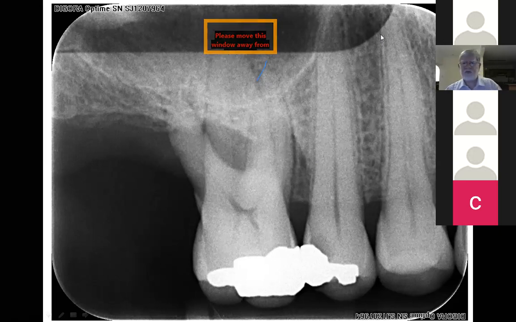Okay. What would you do? How would you treat that tooth? So I'm getting root canal treatment, remove the fillings. There's no issue there with the filling. The problem is bone.